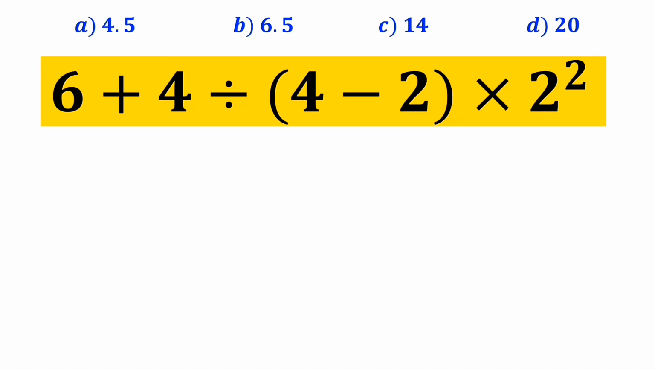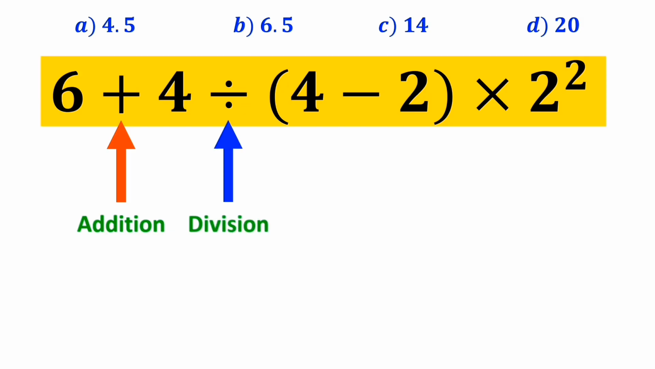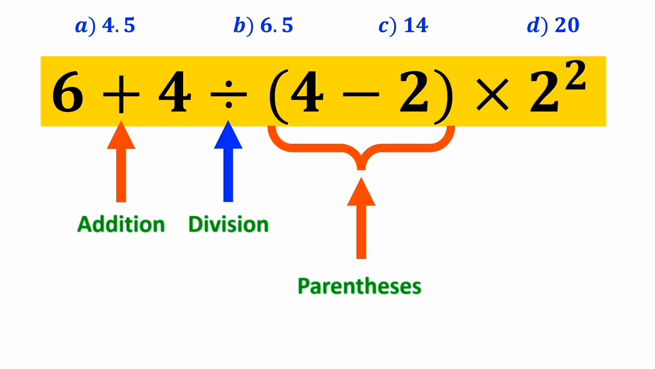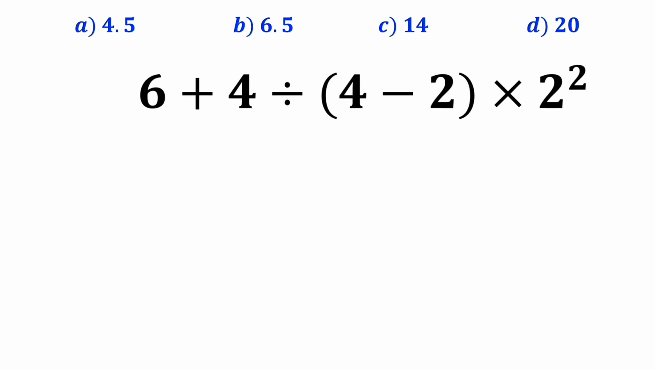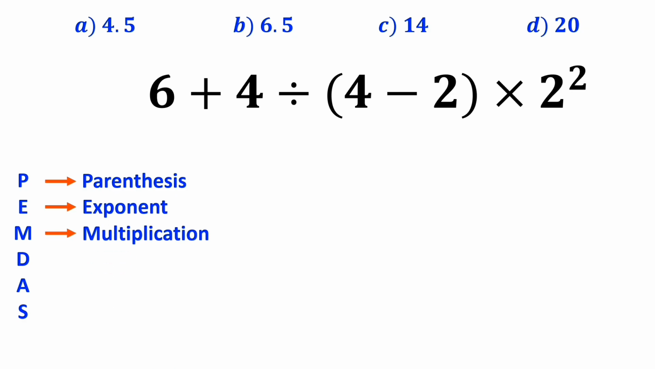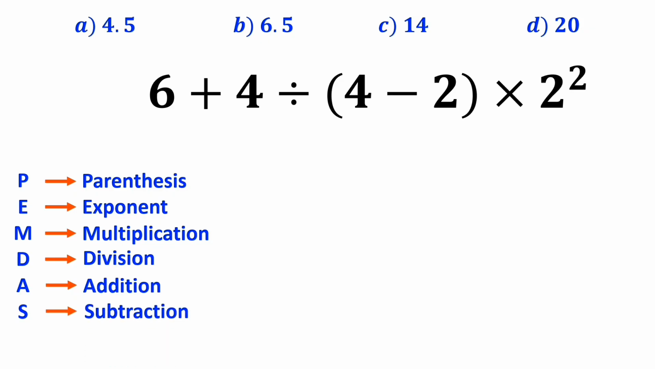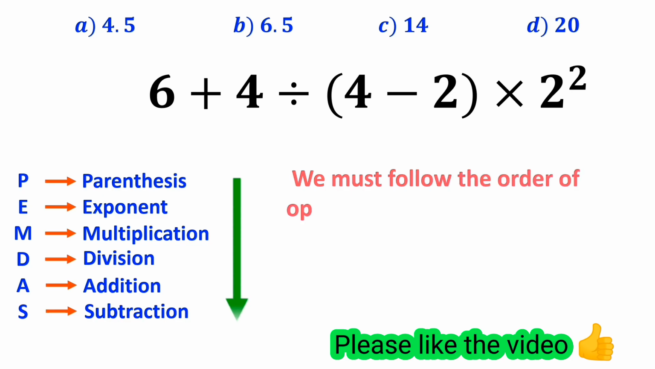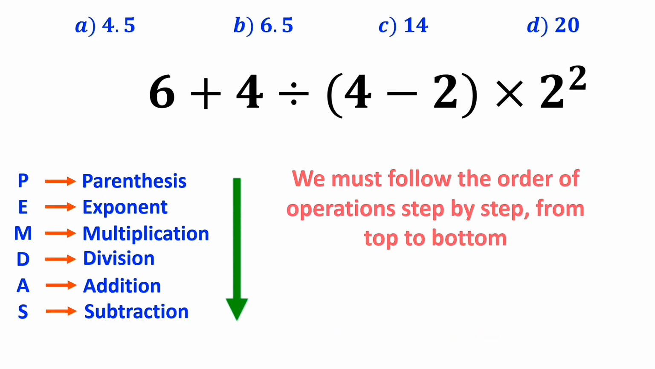As you can see in the image, in this expression, first we have an addition sign, then a division sign, followed by parentheses, then a multiplication, and finally exponent. To solve this problem, we must follow the PEMDAS rule. In this rule, P stands for parenthesis, E stands for exponent, M stands for multiplication, D stands for division, A stands for addition, and S stands for subtraction. We must follow the order of operations step by step from top to bottom.